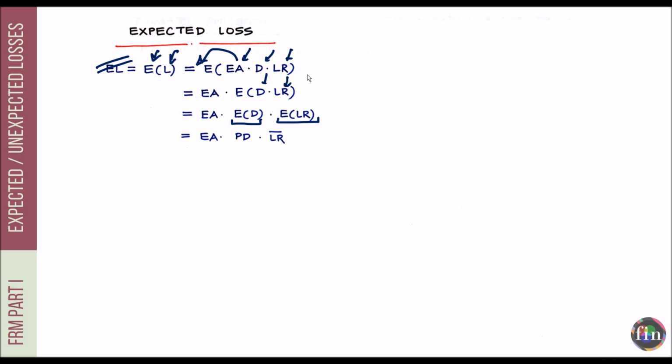D is a Bernoulli variable, therefore its expected value is PD. Remember, the probability of success. If you were to write it down explicitly, it's basically 1 times PD. The first possible value is 1. The second possible value is 0, that times 1 minus PD. So the expected value of D comes out to be PD. We have already said that the expected value of LR is LR bar. So this is my expected loss.